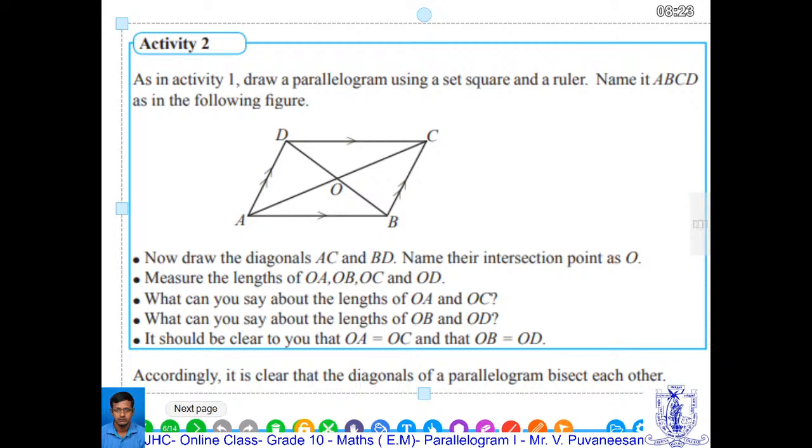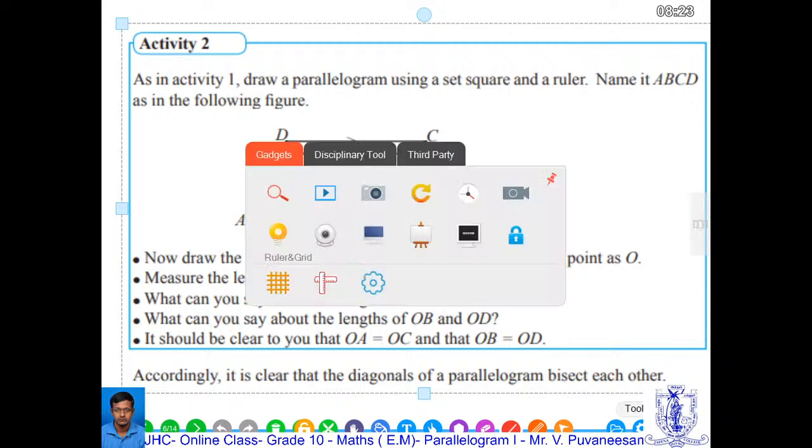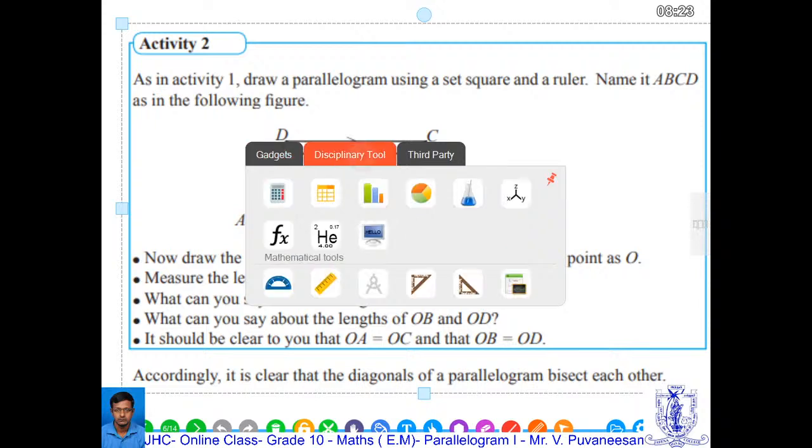Measure the lengths of OA, OB, OC and OD. We are going to measure the four lengths.